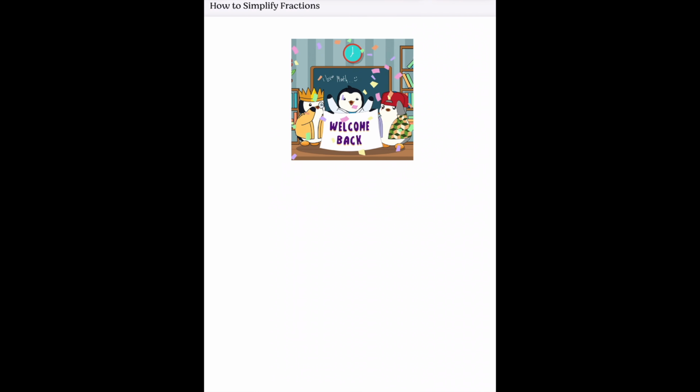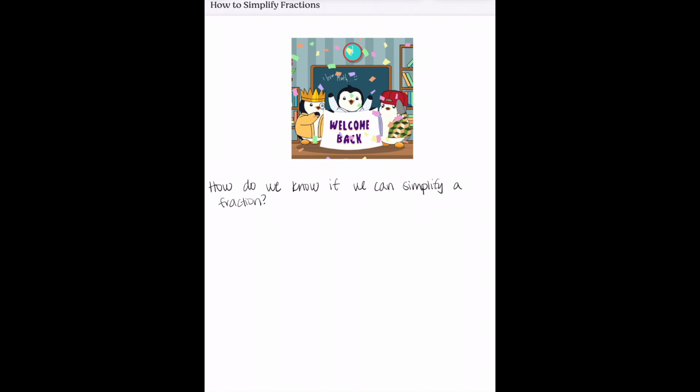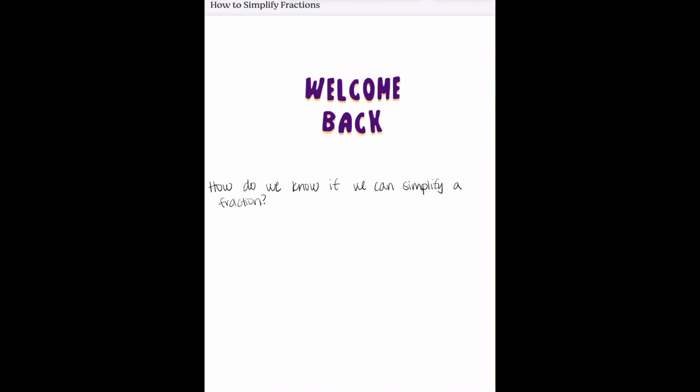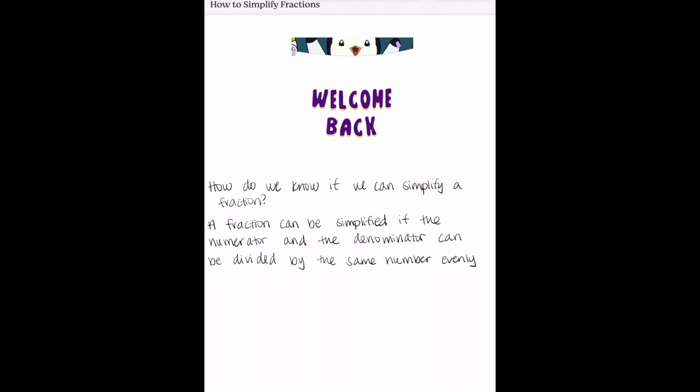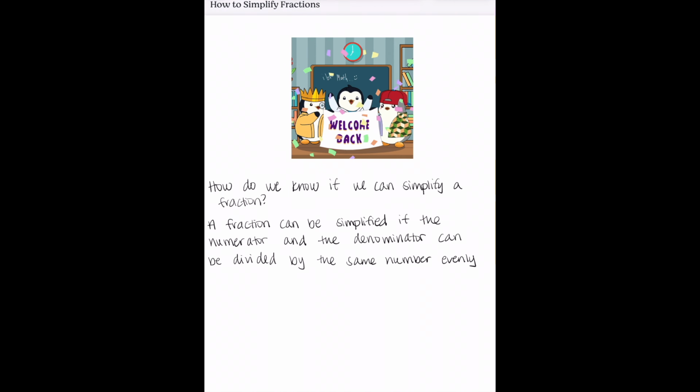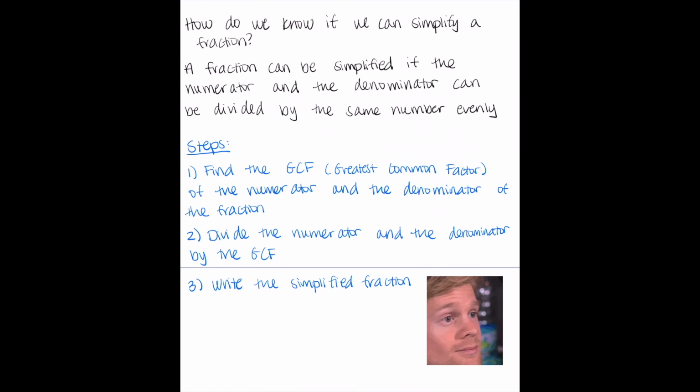In today's lesson, we're going to go over how to simplify fractions. So how do we know if we can simplify a fraction? A fraction can be simplified if the numerator and the denominator can be divided by the same number evenly. And we're going to go through and put some steps together on how to solve this, but basically what we're going to introduce here is called the greatest common factor.